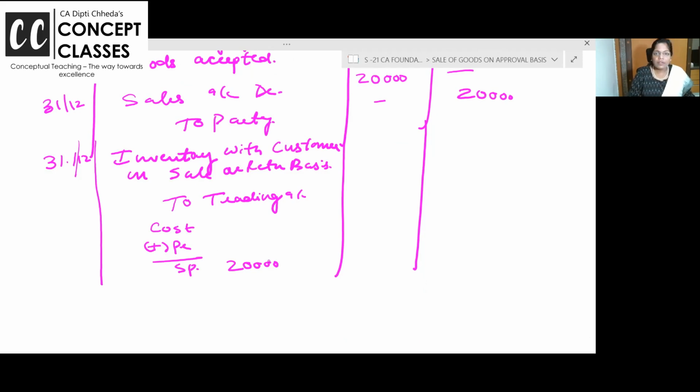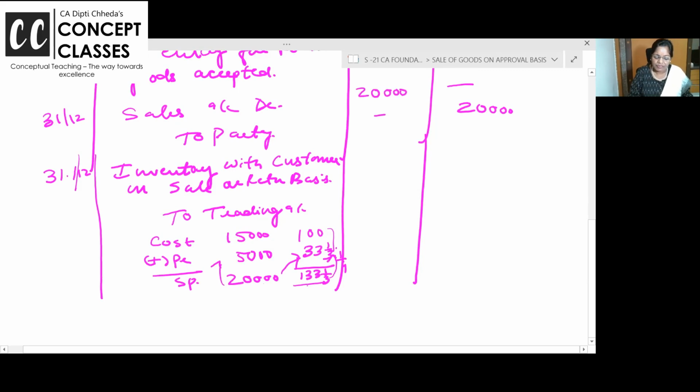Okay? 20,000 के goods पड़े. Now we know this equation. Cost is 100, 33 1/3, 133 1/3. तो 133 में 33 1/3 है तो 20,000 में कितना? How much? 1/4. So I hope you are getting. 133 में 33 1/3 is profit, means 1/4. 1/3 on cost is 1/4 on sales. So इसका भी 1/4. 5,000 is profit. तो cost कितना आएगा? 15,000.